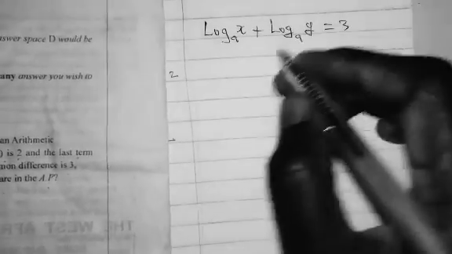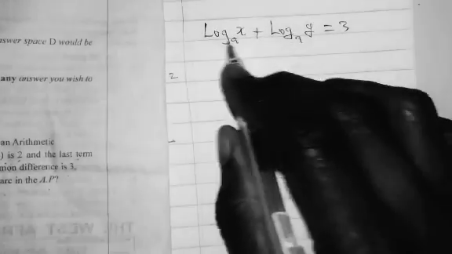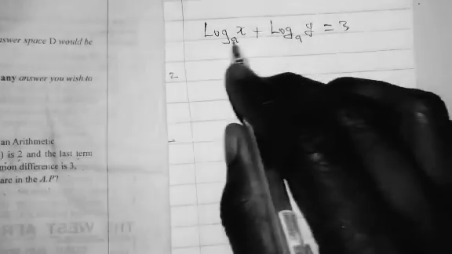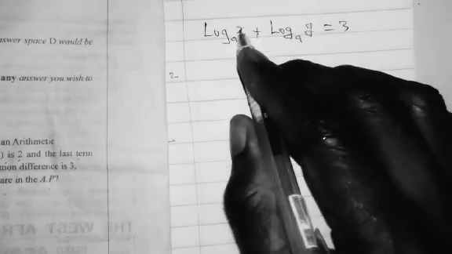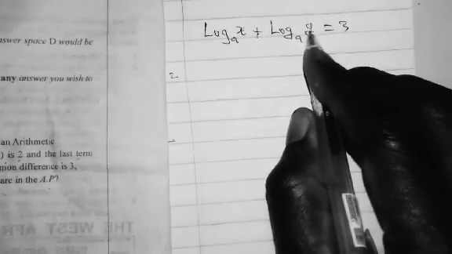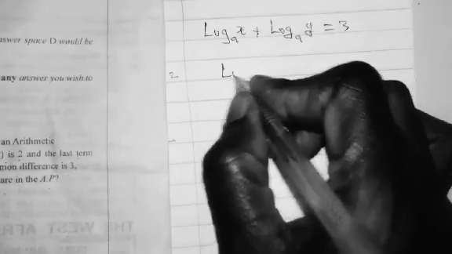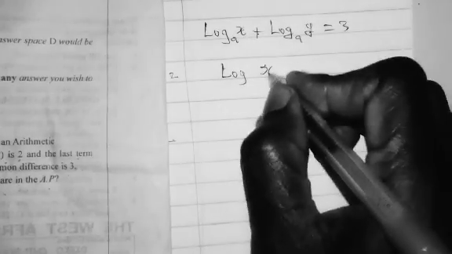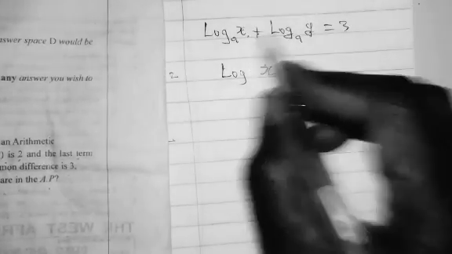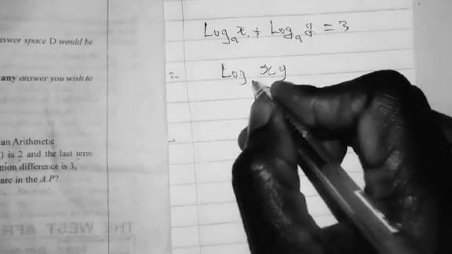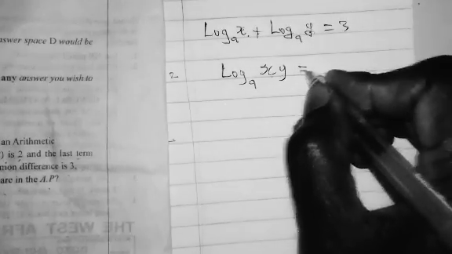Now the first thing we are going to do here is to write this out using the law of logarithm. According to the law of logarithm, if you are adding, we'll multiply the log of x and y. So we can write it out as log of x times y. When you multiply x and y, you have xy. Then don't forget the base.